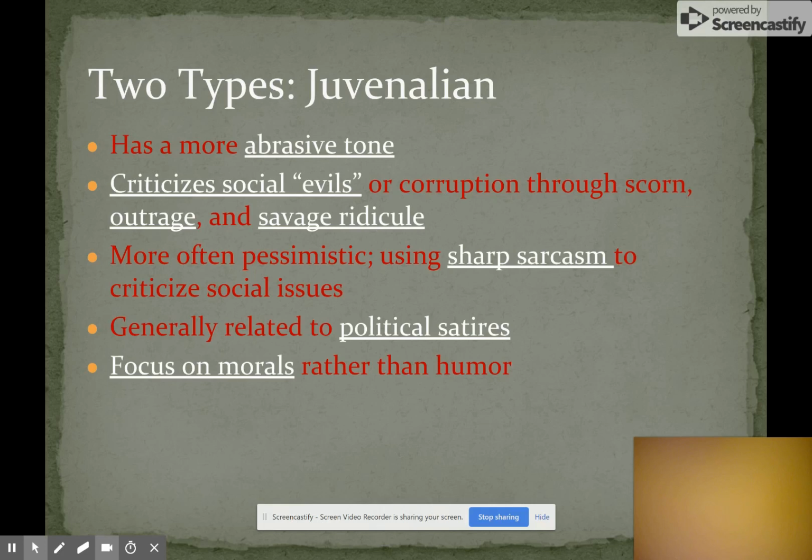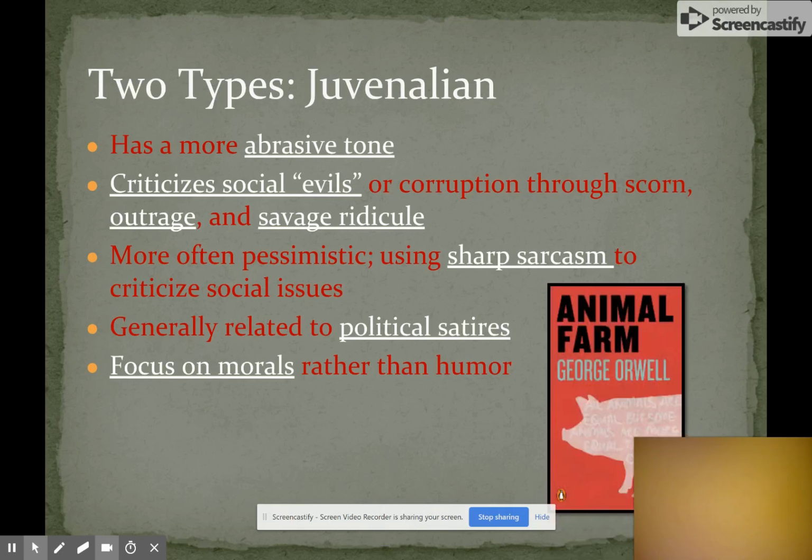Also, it focuses on morals rather than humor. So we're going to look at a satire called A Modest Proposal. This falls under Juvenalian because we're looking at the morals of a country, the morals of a situation, and we're pointing out what is wrong with it.